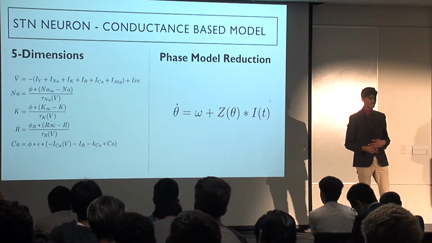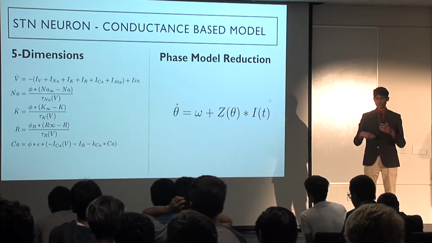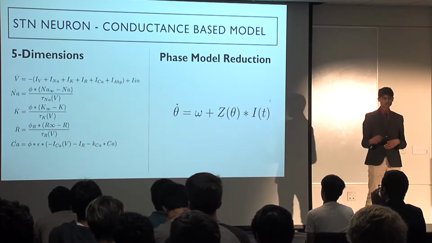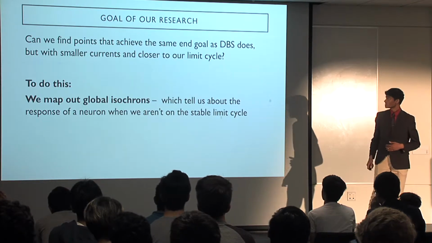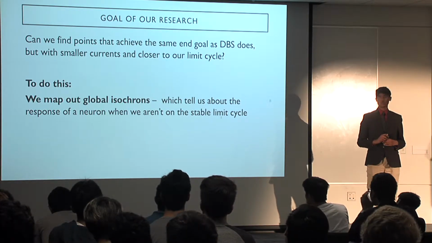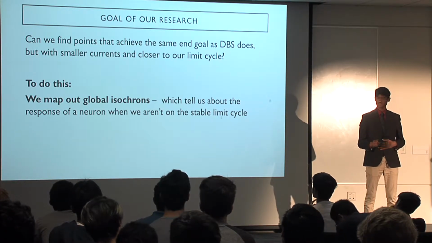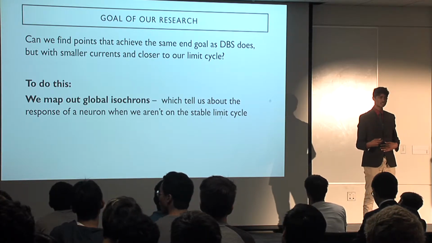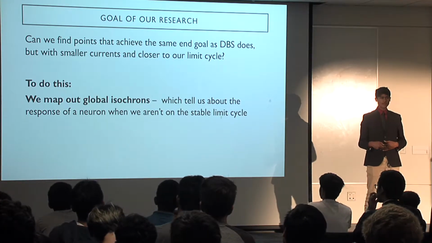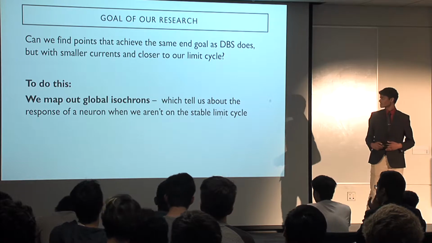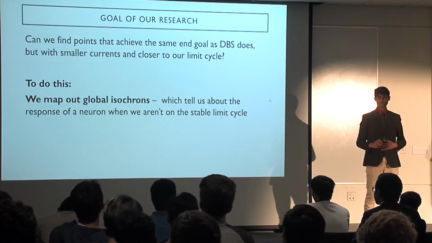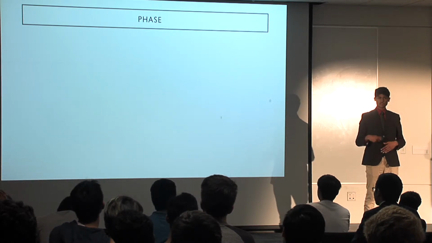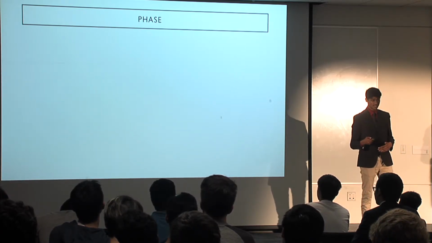However, when DBS is applied, this equation doesn't really work. And so that's when our research comes in, which is with global isochron portraits. So the goal of our research is, can we find points that achieve the same end goal as DBS, but with smaller currents and closer to our limit cycle? And to do this, we map out global isochrons. Global isochrons tell us about the response of a neuron when we aren't on that stable limit cycle, as I showed earlier. So to do this, let's talk a little bit more about phase again.